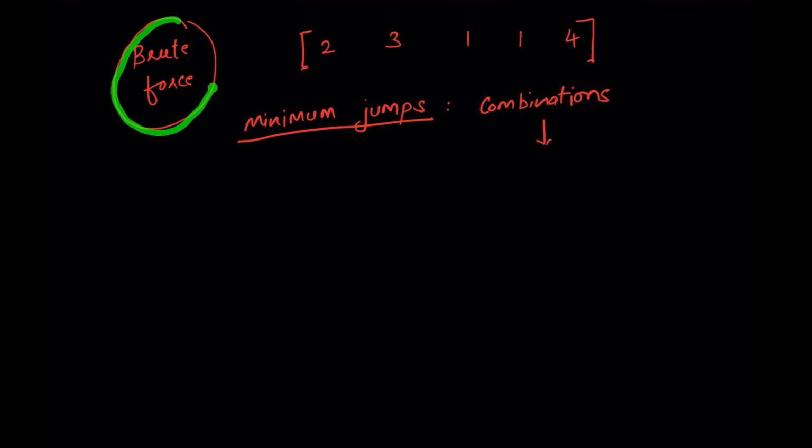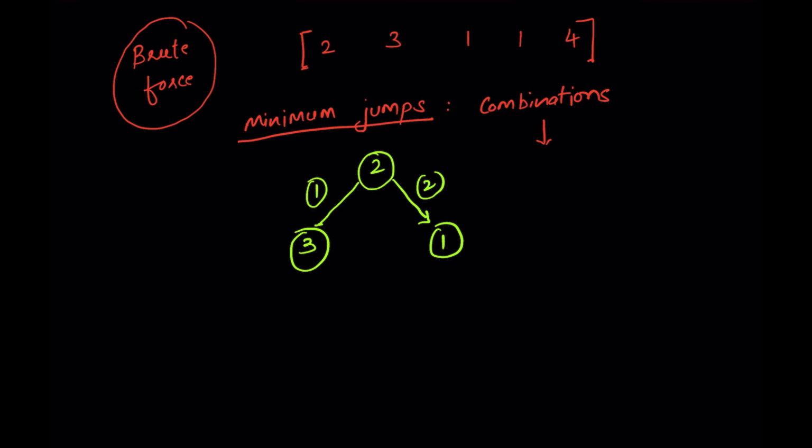In the brute force approach, we'll try to build a tree or a graph that will highlight all of the possible combinations we can build at each node or each element and see which one takes us to the last element efficiently. Starting with the first element 2, we have two options. One is to make a jump of one space and the other is of two spaces. If we go with one space, the next element on the left hand side will be 3 and 1 on the right hand side. Now at node 3, we have three options.